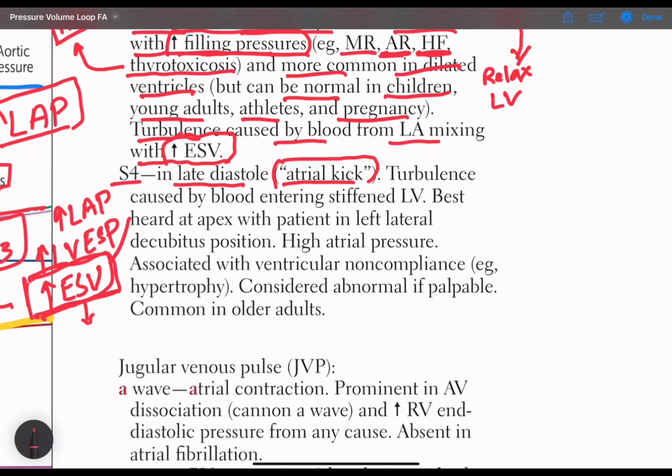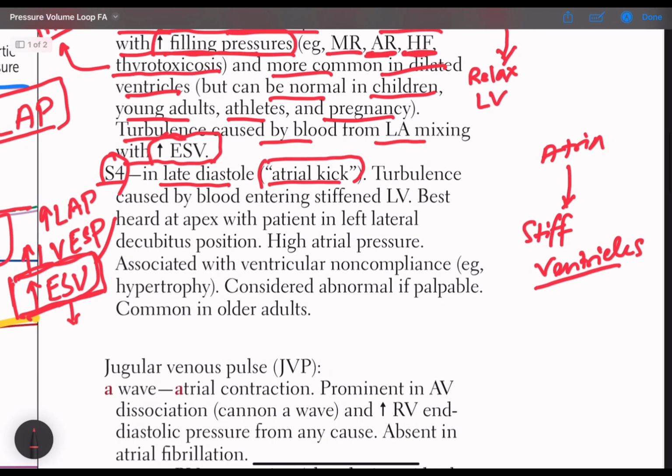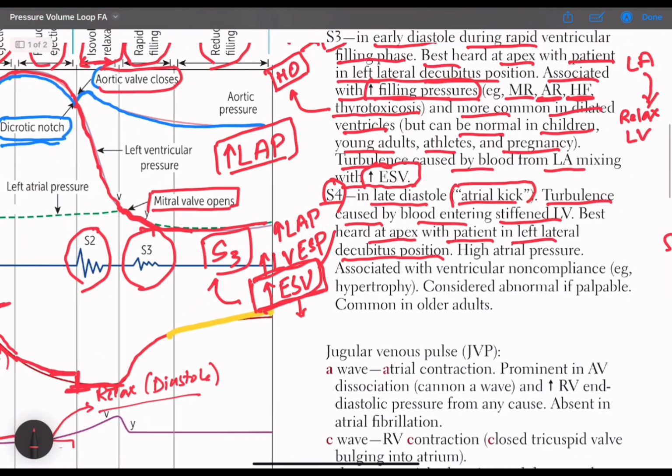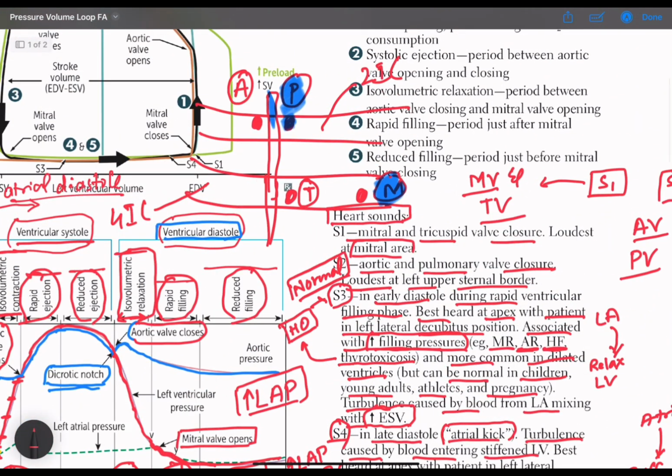The S4 is caused when the blood from the atria is pumped against stiff ventricles. This generates heart sound S4. So it is turbulence caused by blood entering a stiffened left ventricle. It is also best heard at the apex with the patient in the left lateral decubitus position. The mitral area is also known as the apex.